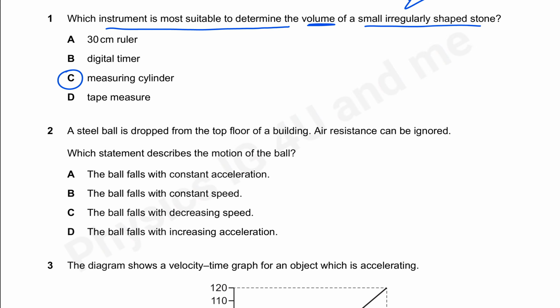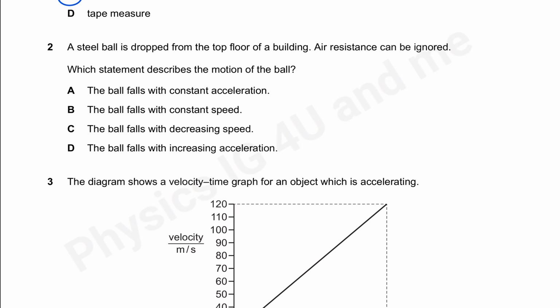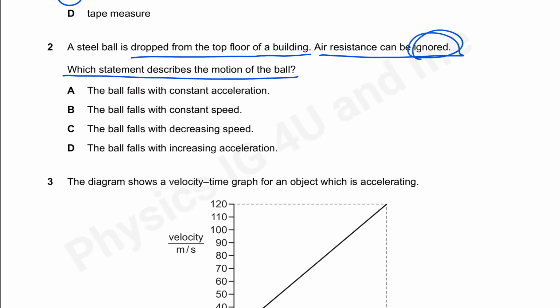We know this already. In question 2, they say a steel ball is dropped from the top floor of a building. Air resistance can be ignored. Please pay attention to this idea. The question is, which statement describes the motion of the ball? In A, they say the ball falls with constant acceleration. In B, the ball falls with constant speed. C, the ball falls with decreasing speed, and here with increasing acceleration.